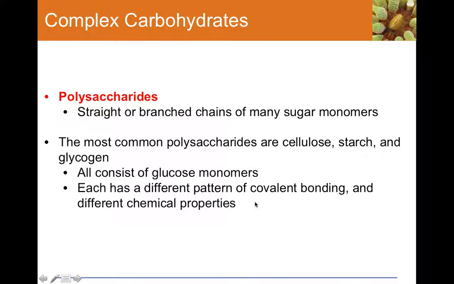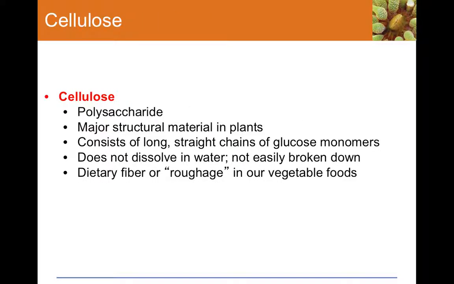So it's pretty amazing when you think about how many people and animals and plants and ecosystems are storing energy with just glucose, really. And we can do it in all these different ways basically because carbon's flexible. So pretty cool. So cellulose is our polysaccharide. Like I told you, it makes plant cell walls, and so it's the major structural material for plants. It's really long, really straight chains of glucose monomers.